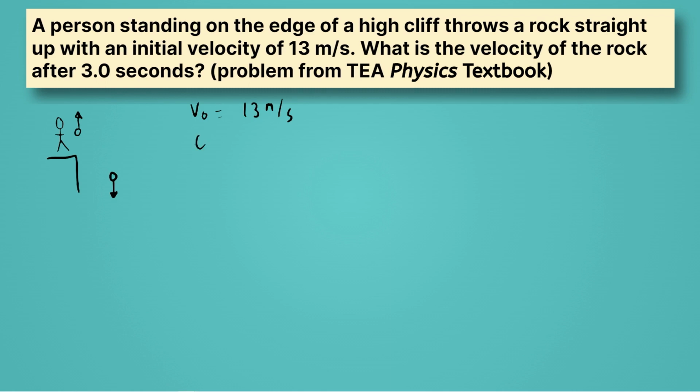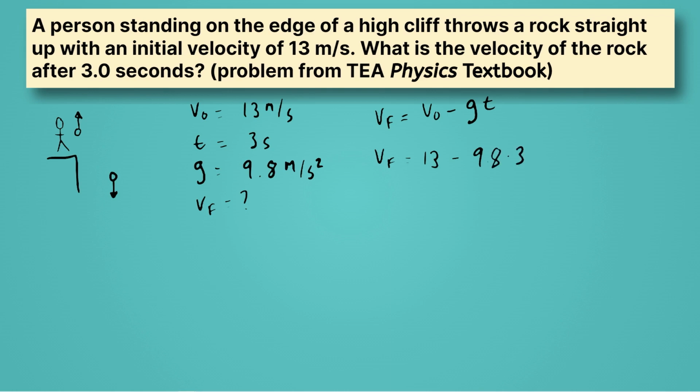We know the time. We want to know what's going on 3 seconds later, and we know the gravitational acceleration, as always, is 9.8 meters per second squared. So we go and we look for an equation that's going to give us velocity final, because that's what we're asked for. So the correct one here is velocity final equals velocity initial minus g t. Oh my goodness, gravity, you're not q. Ridiculous, you're g. So velocity final then is equal to 13 meters per second minus 9.8 times our 3 seconds.